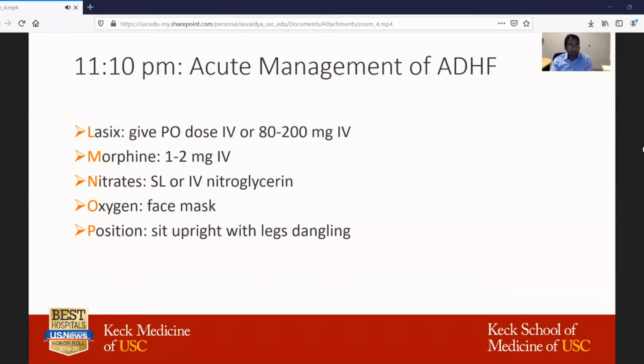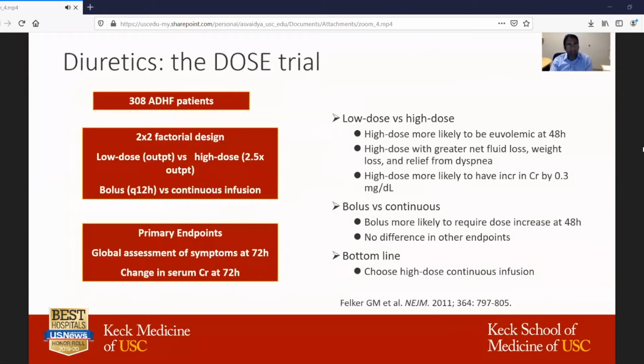We'll start going through some of these things, but the first and most important thing is to get some diuretics on board. So how do we think about diuretics? The DOSE trial, published in the New England Journal of Medicine in 2011, looked at several strategies that are common in heart failure patients. It looked at low dose versus high dose, and bolus versus continuous.